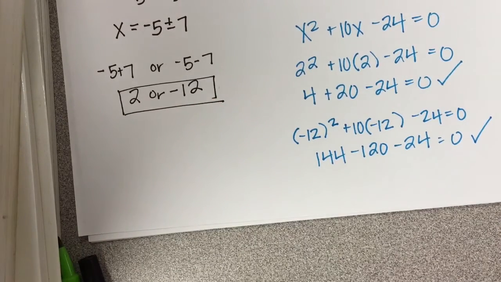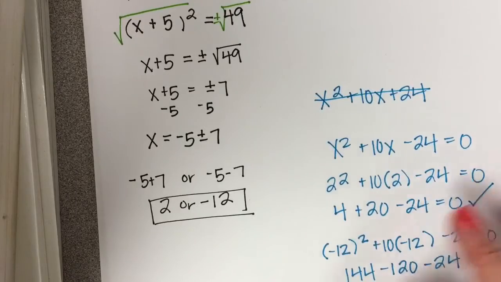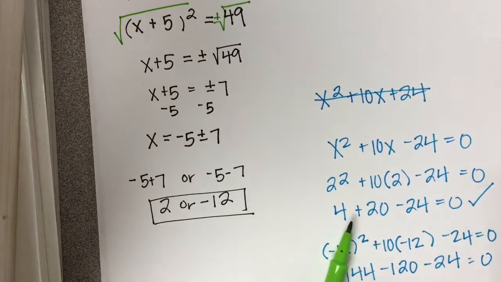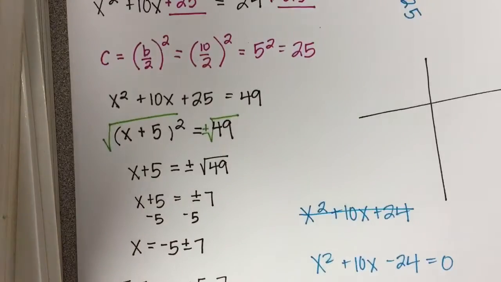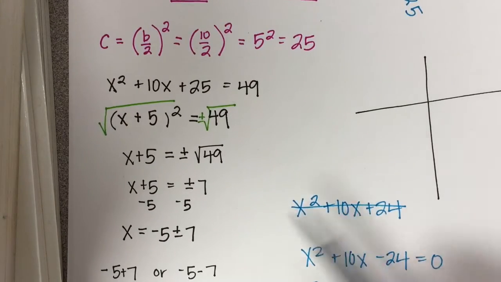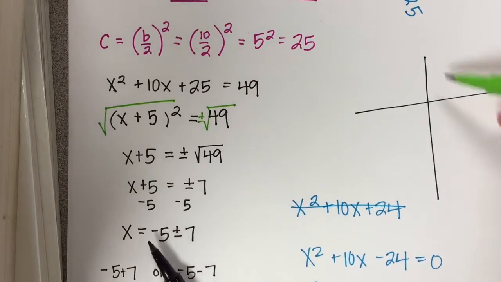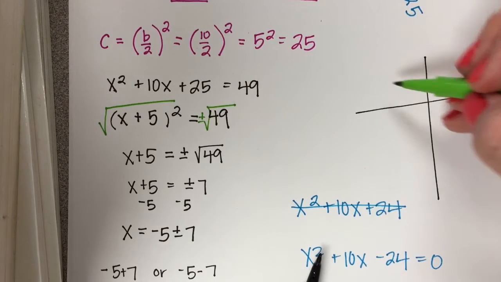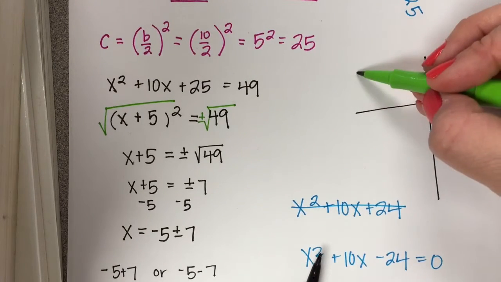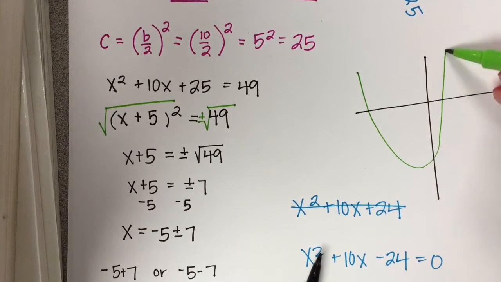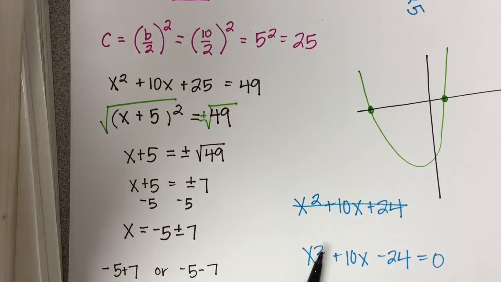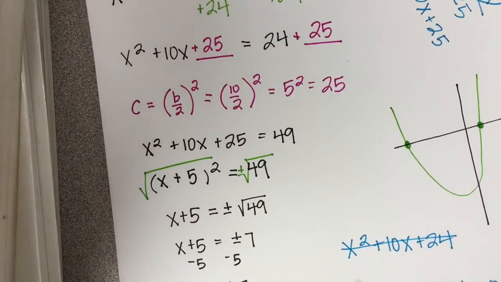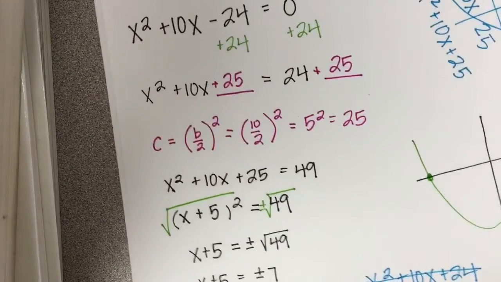So essentially what we just found is, if we were to graph this parabola, which you are not being required to do today, but just to kind of tie it all together with what we've been doing, this parabola, and it's not going to be an accurate drawing, would cross at 2 and negative 12. Okay, so I have one more example. Actually, I have 2. So let's do the next one.